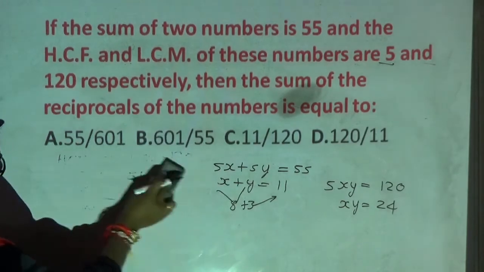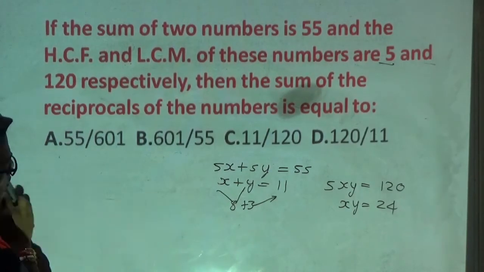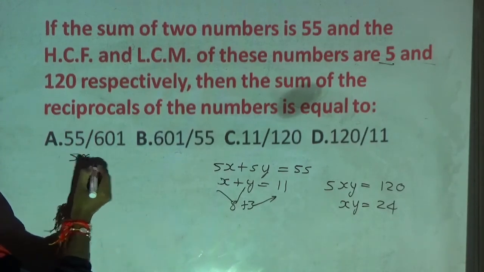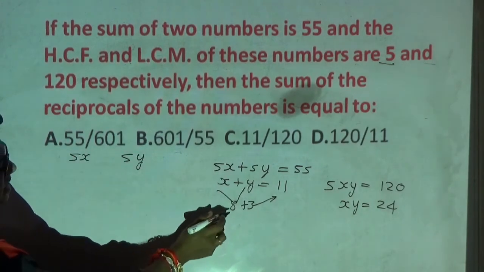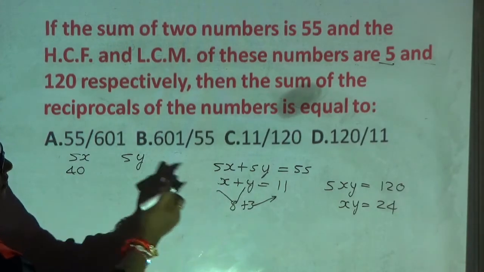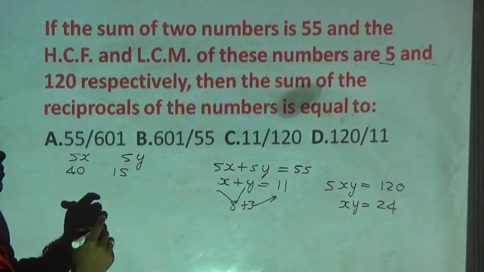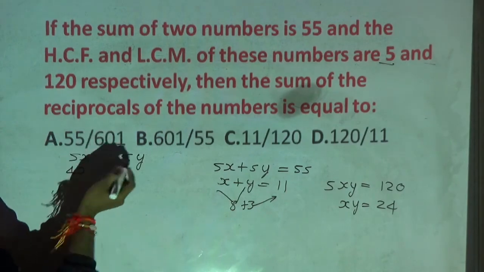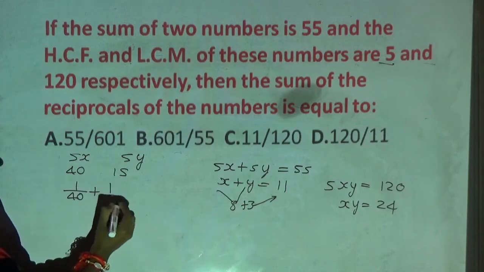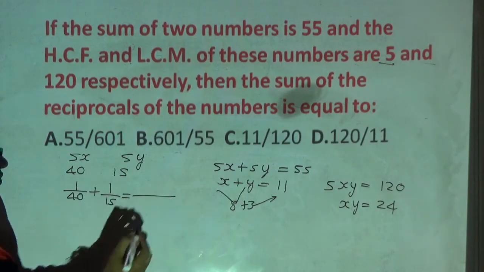Now I am going to substitute. What are the two numbers? 5x and 5y are the two numbers. What is x? 8. 8 fives are 40. Another number, y is equal to 3. 5 threes are 15. Now what do I want? I want to find out the sum of the reciprocals of these. So I need to find out 1 by 40 plus 1 by 15. I have to find this out.